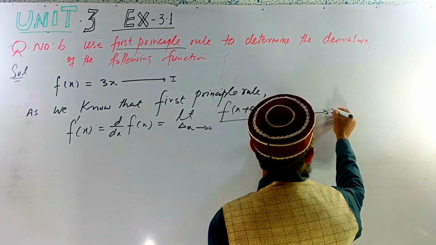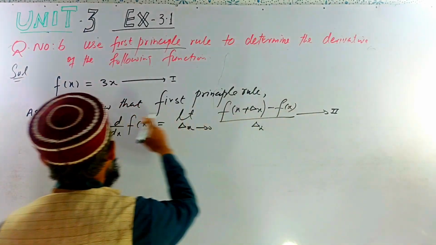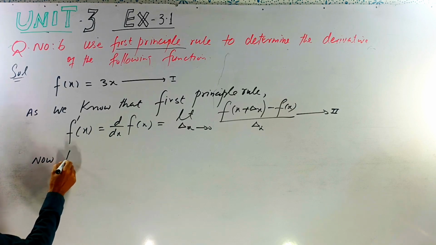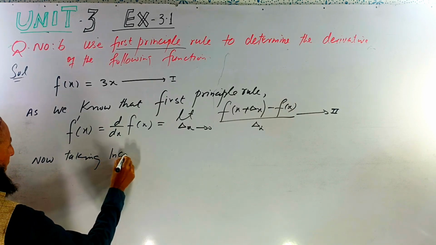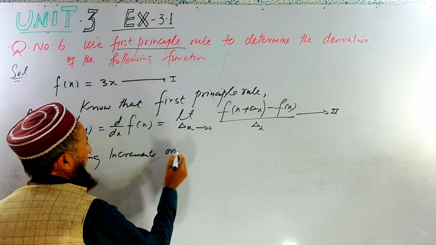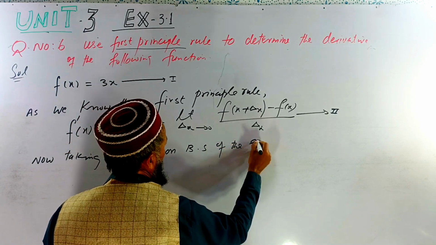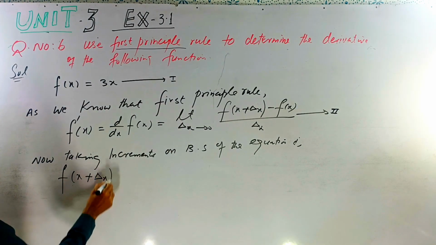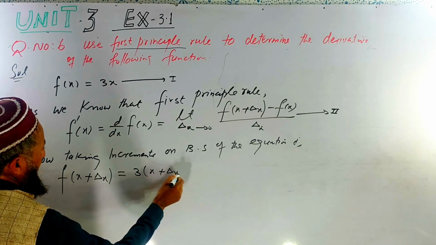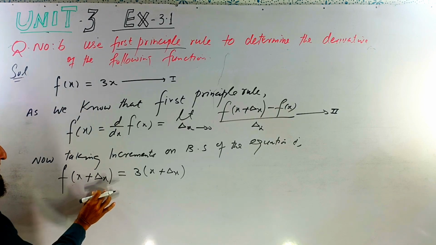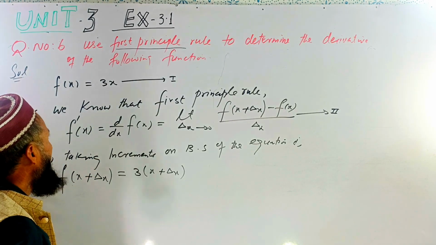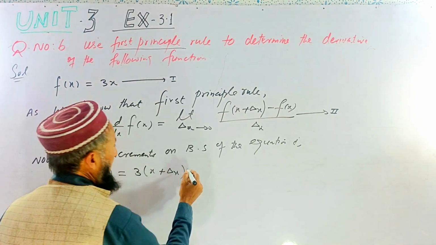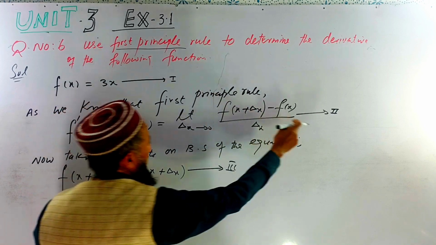Because this is the rule, we give it equation number second, and the already given function is equation number first. F of x is given and we need an increment delta x on both sides of this equation. Taking increments on both sides of equation number first, we write x plus delta x is equal to 3 into x plus delta x. Where the variable x is available, we have increased it by delta x. Now we give here equation number third.